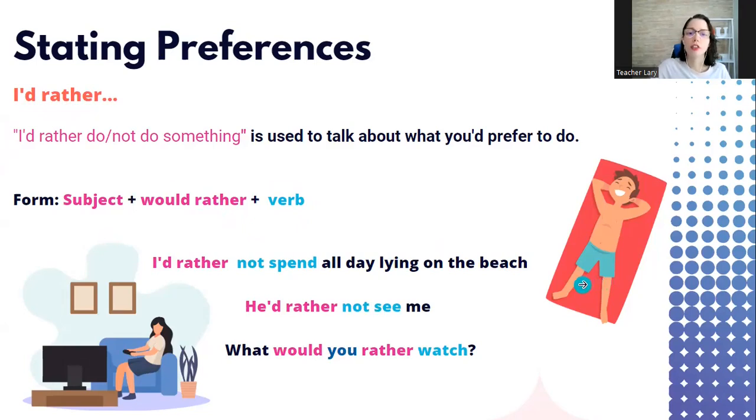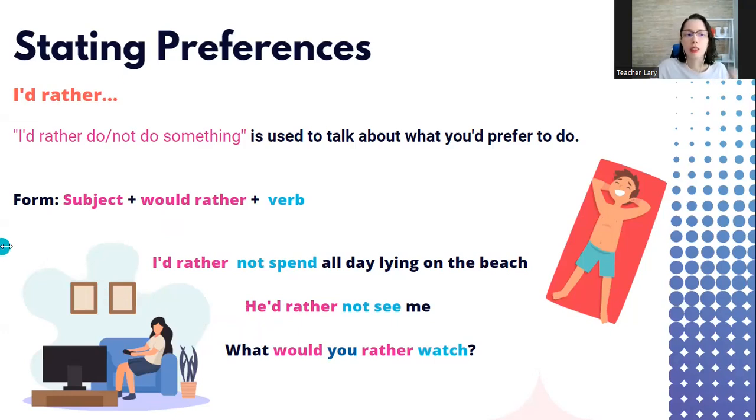So I'd rather not spend all day lying on the beach. So that means that I prefer not to spend all my day lying on the beach. Okay? I'd rather in this case, it's similar to I prefer. Okay? He'd rather not see me. Or he prefers not to see me. What would you rather watch? It's similar to what do you prefer to watch?